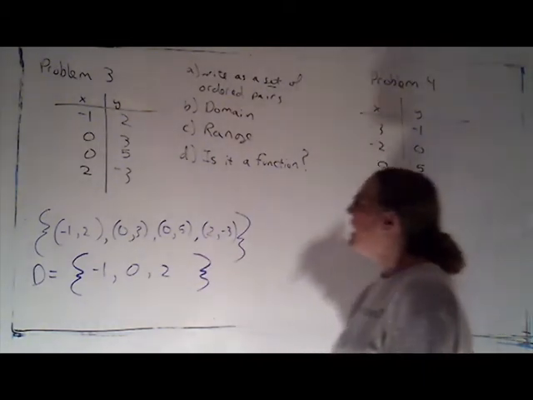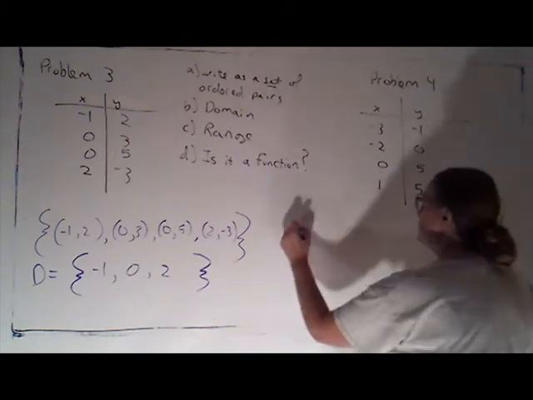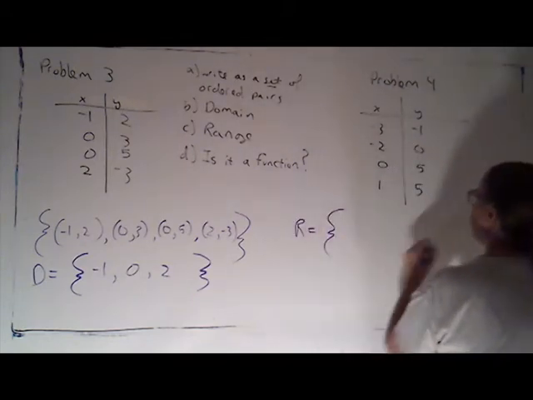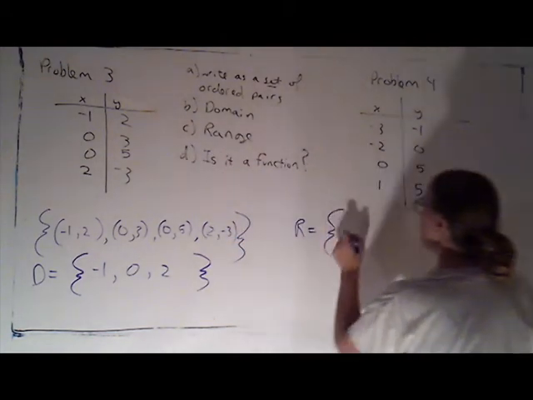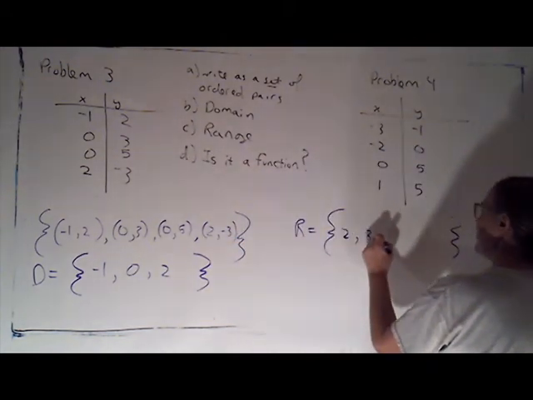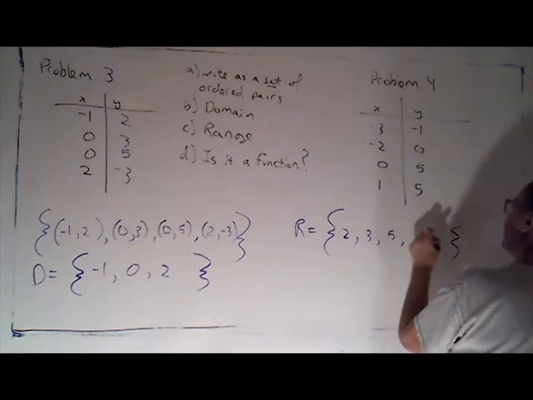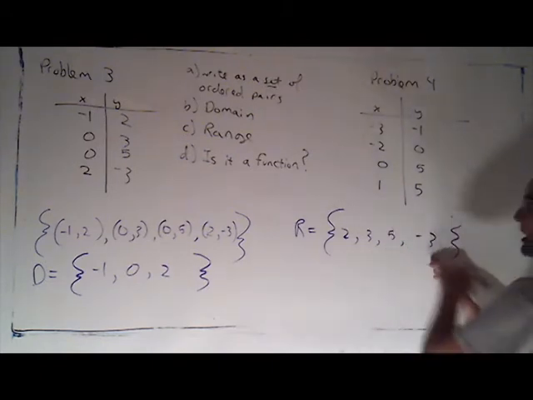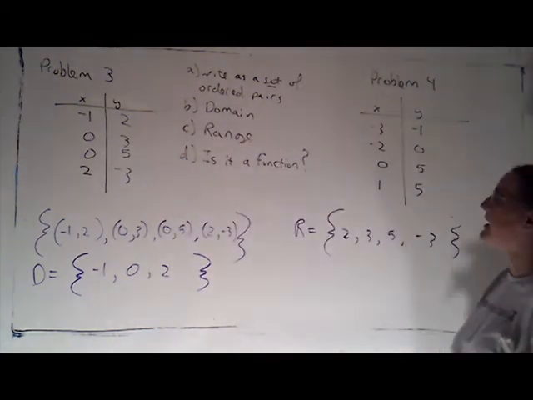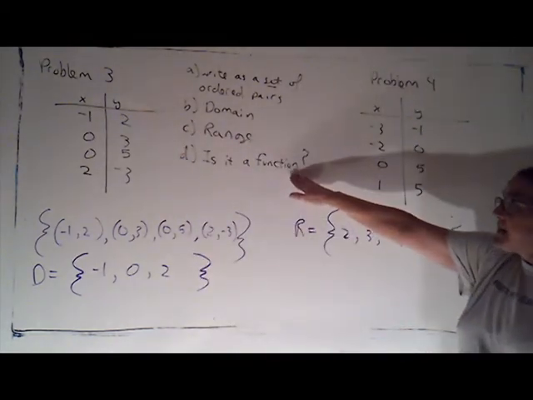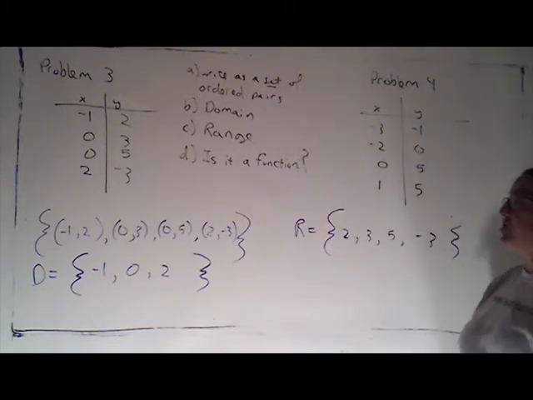Okay. All right, if I want the range, I want to remember that's going to be a set, but it's the set of my y values. So that's going to be 2, 3, 5, and negative 3. Here, I do need to write each of these because it's 4 distinct numbers. Okay. And then the last part of the question, is this a function?